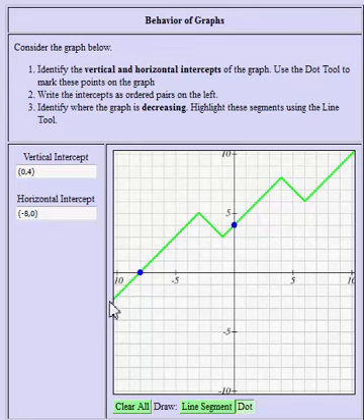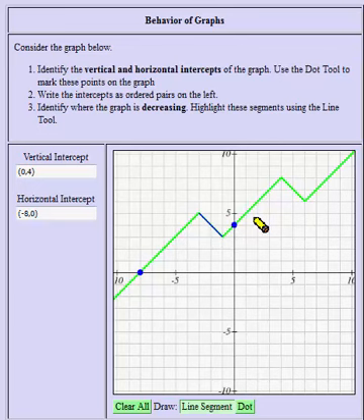So for example, as I trace from left to right, my graph is increasing, so I'm not going to shade that part of the graph. The question says to identify where the graph is decreasing, so let me click line segment. I'll click here where the graph starts to decrease. It decreases all the way to here, and then I'll stop because this is the point where it stops decreasing and starts to increase again.